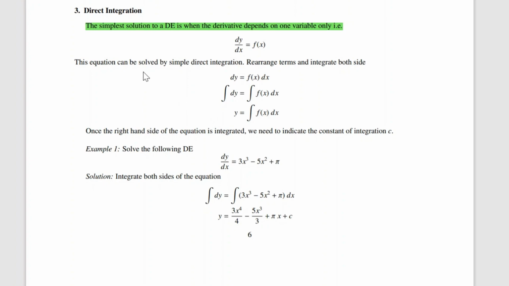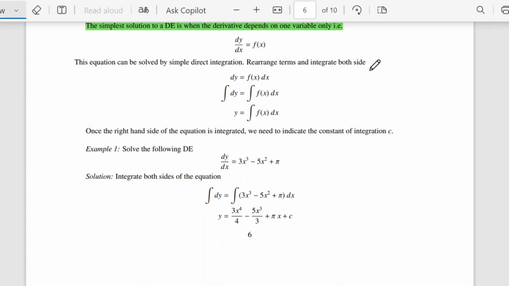Now, the simplest solution to a DE is when the derivative depends on the variable only. This is what we're talking about. This equation can be solved by simple direct integration: rearranging terms and integrating both sides. This is what they are actually talking about.